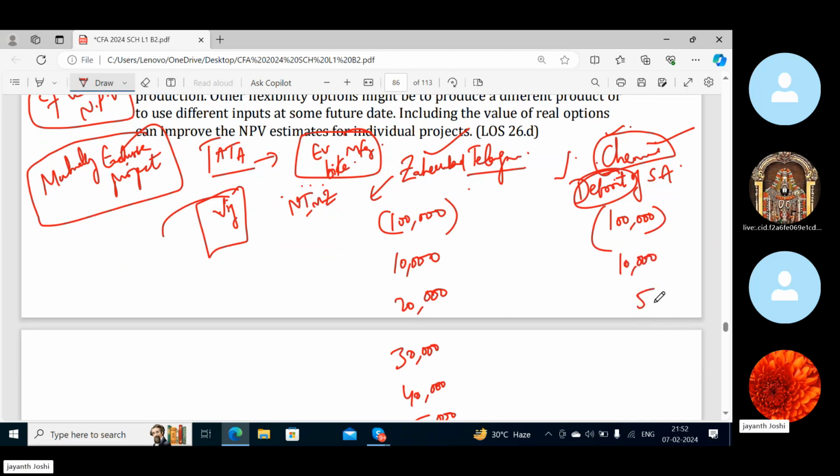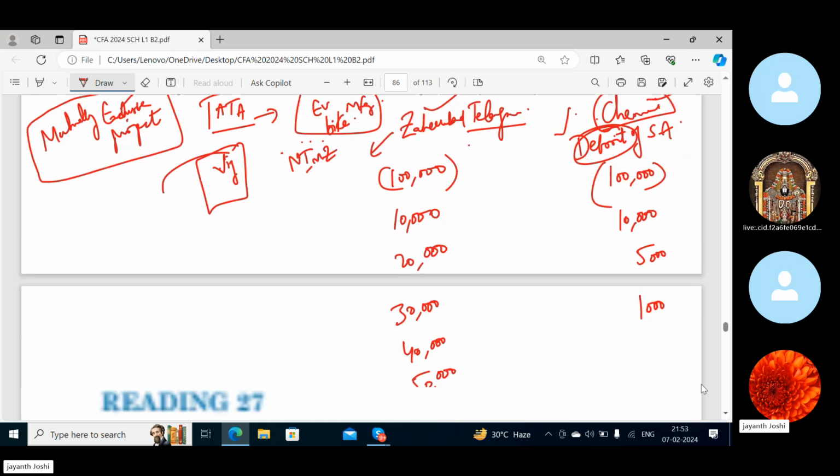And in the Detroit, Chennai project, the cash flows are $10,000, $5,000, $1,000, $20,000, $30,000. The rate of return we are expecting from both projects is 10%. So this is the rate of return. We are going to discount all these future cash flows with this 10%.